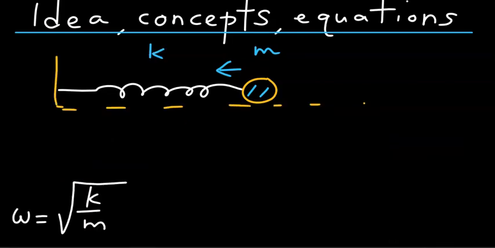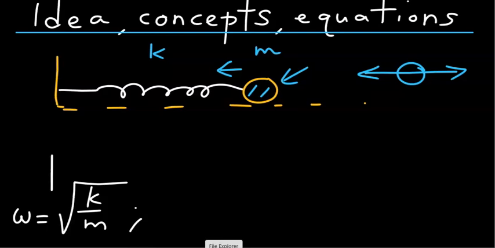So what we have shown is that if you have such a system connected to a spring, and you pull it to the left or to the right and let it go, this object will execute simple harmonic motion. And spring force is one example of a restoring force that can actually produce such a motion with an angular frequency given by this expression.